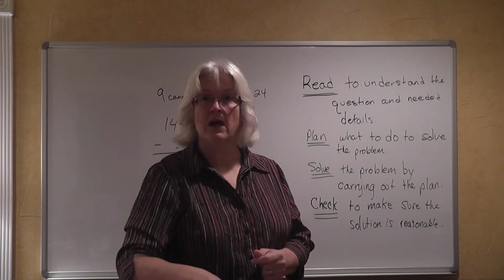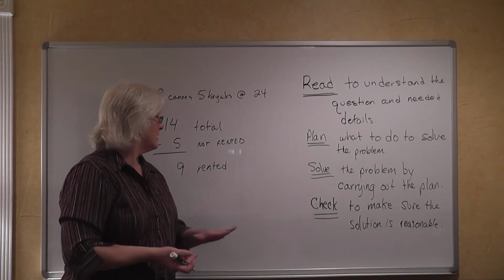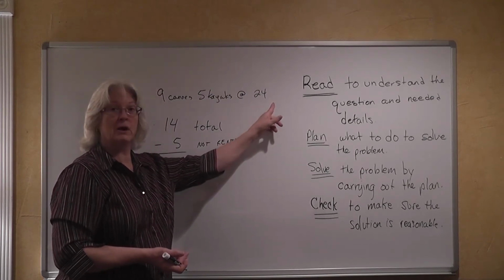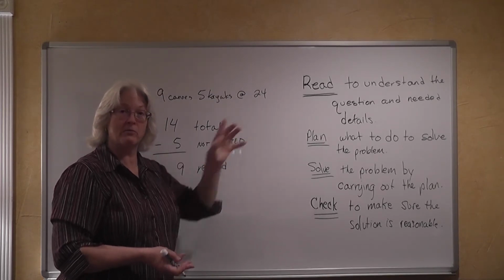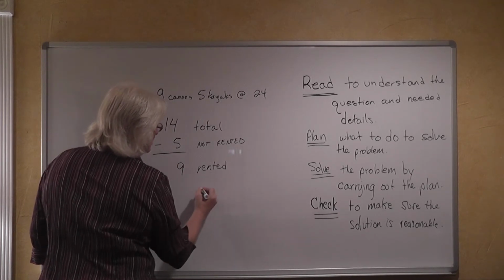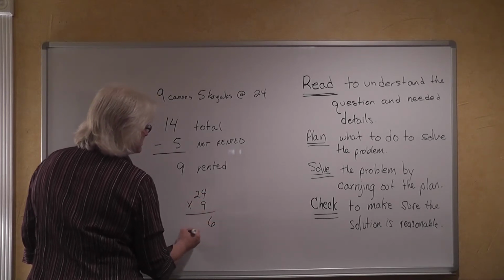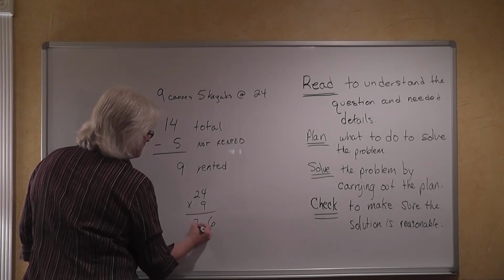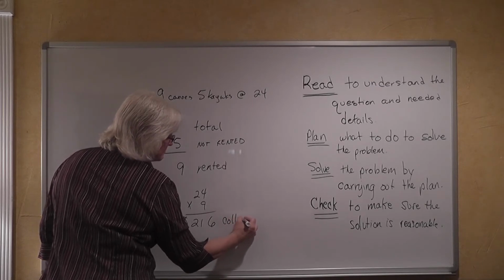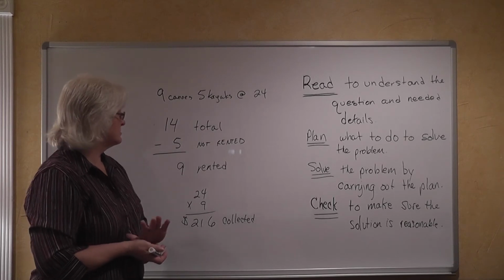And the question says, how much money was collected for that day? So the way you figure out how much money is collected for the day is you figure out how many boats were out on the water that day. You multiply it by the 24, which is the amount of money that it costs to rent each boat. So 24 times 9, 36, 3, $216 was collected that day for renting those boats.